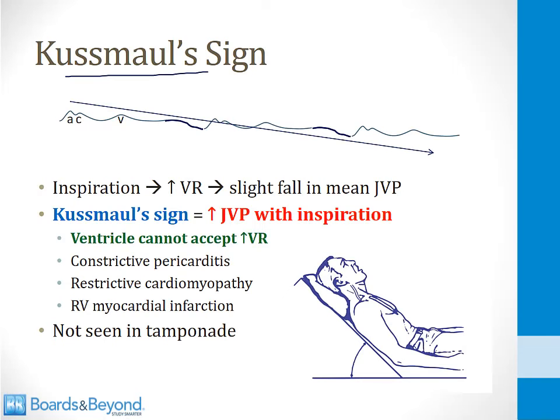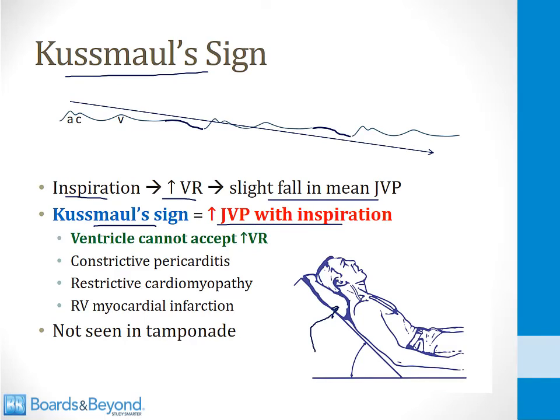Kussmaul's sign is a classic finding in pericardial constriction. So when you take in a breath, as we talked about before, that raises the venous return to the right heart. And normally there is a slight fall in the mean jugular venous pressure. And you can actually see this if you examine the neck of normal patients. You can see the jugular venous pressure fall when they take in a breath of air. Kussmaul's sign is when the opposite occurs. The jugular venous pressure rises with inspiration.